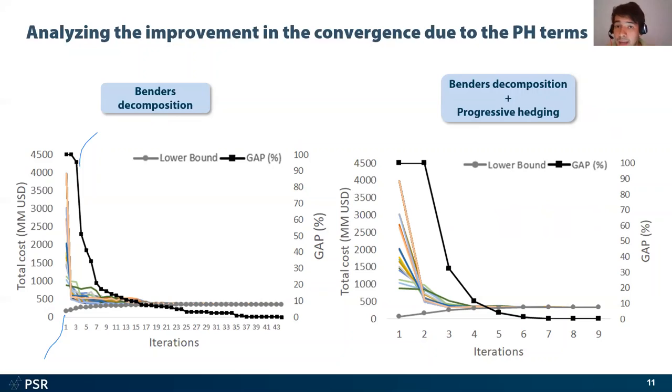What we can see is that when we consider the progressive hedging terms, the algorithm converges in 9 iterations. But with the Benders decomposition alone, on the exact same problem, we need 43 iterations to achieve convergence. So both algorithms converge to the same point, to the same value, but with the progressive hedging terms, with the regularization, we have a huge improvement in the convergence rate. And this is the idea behind the algorithm.